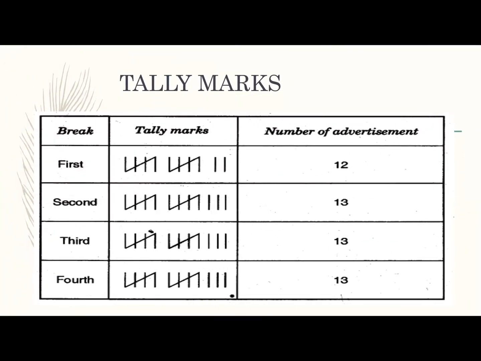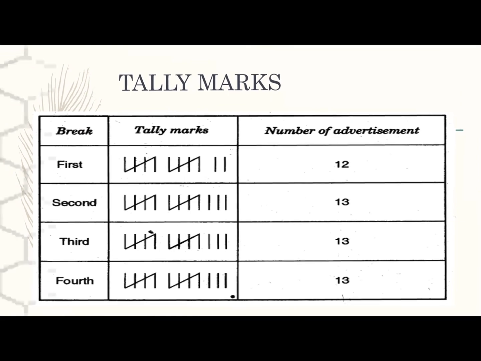So I already discussed the tally marks. You can see this is a break, and in the break how many advertisements are given. In the first break it is 12 advertisements. Tally marks are also indicated here. In the second break there are 13 advertisements. In the third break there are 13 advertisements. In the fourth break there are 13 advertisements. Okay. So this is all about the smart chart.